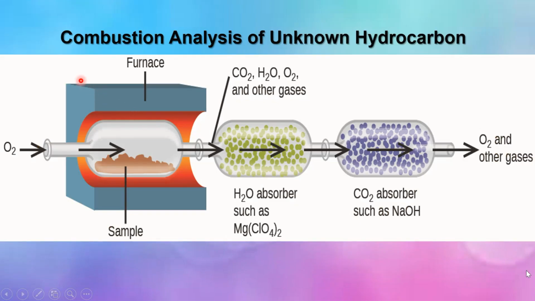Do you know how a combustion analysis of an unknown hydrocarbon is carried out? In a combustion analysis experiment, a hydrocarbon sample is heated in a stream of oxygen gas. As the sample burns, water and carbon dioxide are pushed through a series of chambers with materials that absorb each respective product. The chambers are each weighed before and after the combustion to determine the mass of each product.